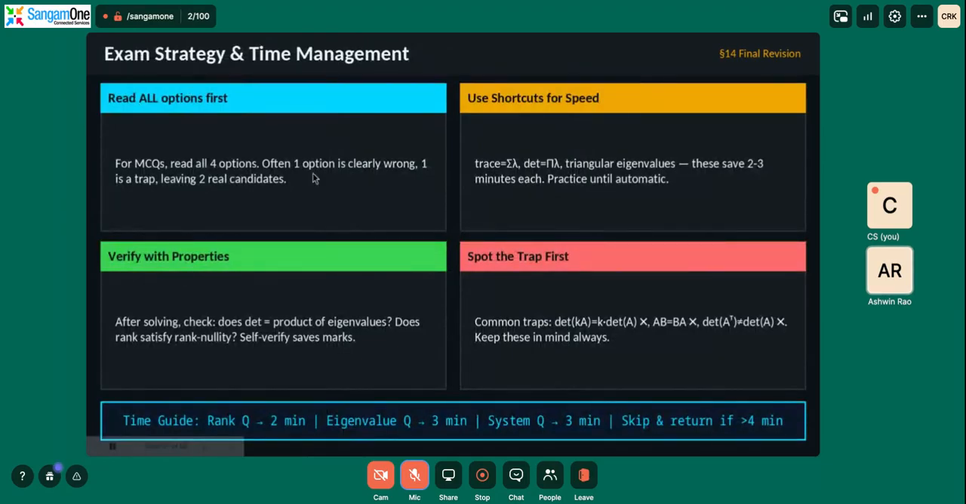For time management: read all options first, use shortcuts for speed, verify with properties, and spot the trap first. Spot the critical condition or the common mistakes first. Then rank questions, eigenvalue questions, which involve time management. If a question consumes much more time, like 4 or 5 minutes, skip it and return to it later.